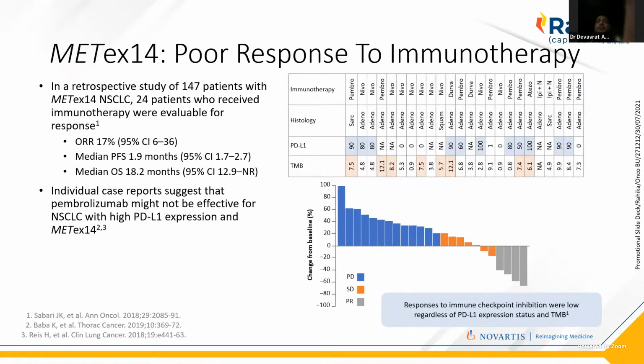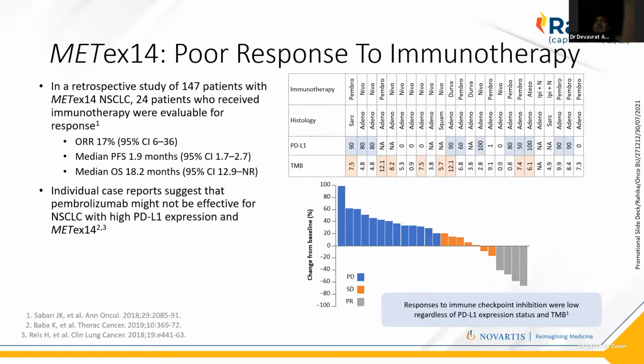So the other aspect of MET exon 14 is poor response to immunotherapy. Now, remember, these are rare mutations, so data will mostly comprise of retrospective studies, but in a fairly large experience of about 147 patients with MET exon 14 skipping NSCLC, 24 immunotherapy patients were evaluated, and the overall response was 17%, which is much inferior to the expectations with immunotherapy and chemotherapy. The median PFS was in the range of 1.9 months. The median OS was 18.2 months. And there are also individual case reports that suggest that pembrolizumab might not be effective for an NSCLC with high PD-L1 expression and a MET exon 14 skipping.